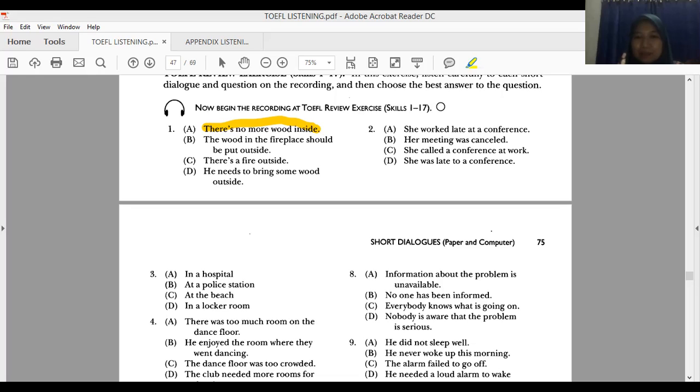Number 2. Alice, I thought you were working late tonight. I was supposed to, but my conference was called off. Called off, what does it mean, Miss Ainul? Miss Arifa? Sorry, are you saying something? I guess you said something, but we couldn't hear it. Called off, as we know, means cancelled. Yes. Mr. Farhan, number 3.